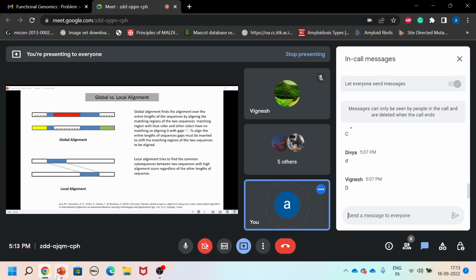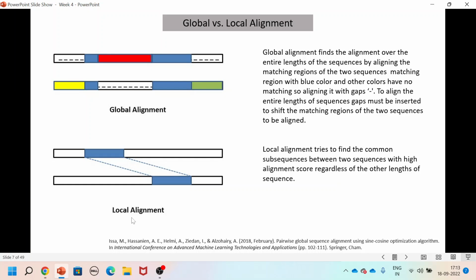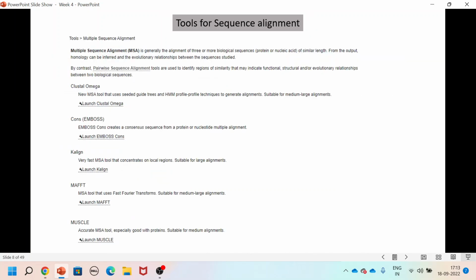Okay. So next is the tools which are used for sequence alignment. For multiple sequence alignment, we can use various tools which are available.